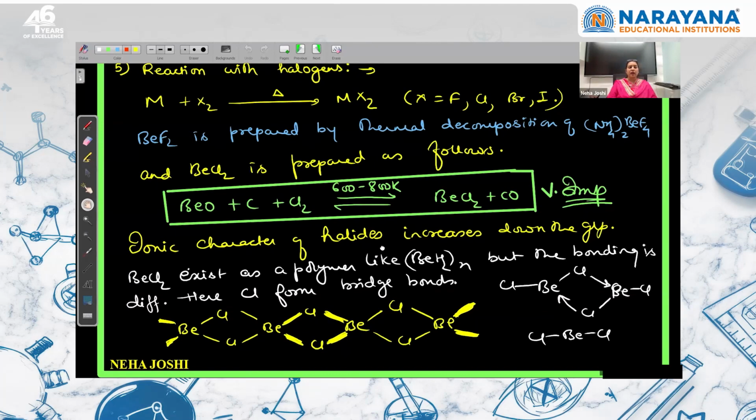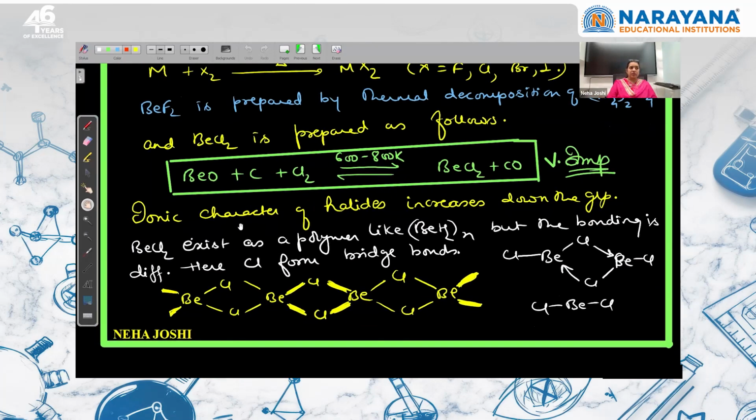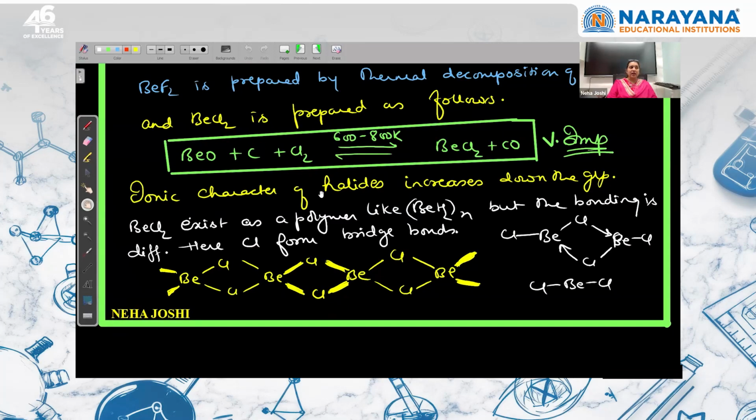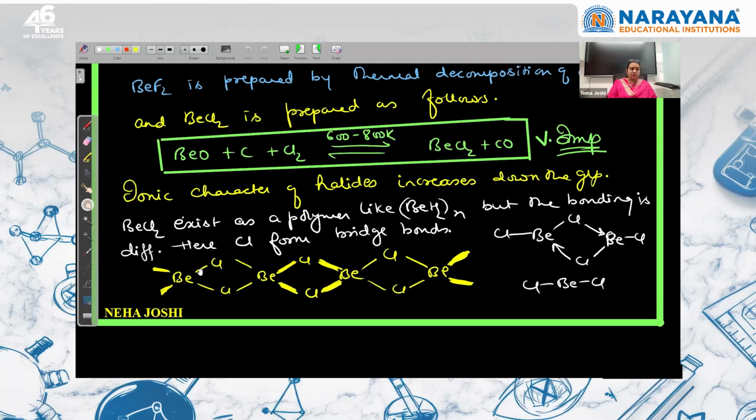On BeCl2 you have a lot of questions asked. BeCl2 and BeF2 are covalent, whereas the others are ionic halides, and their ionic character will increase down the group. BeCl2 in solid state exists as a polymer like BeH2, but the bonding is different, as I have already told. See, chlorine like this, again the same, perpendicular. But I'm not saying it is a 2-electron 3-center bond, because here you will have a coordinate bond from one chlorine to beryllium. So I cannot call it a 2-electron 3-center bond.